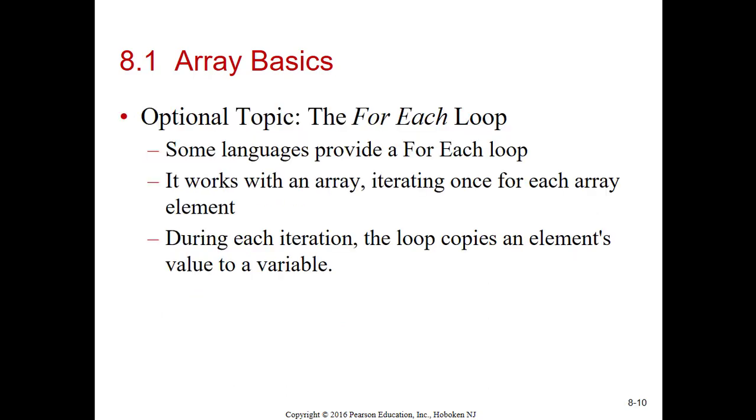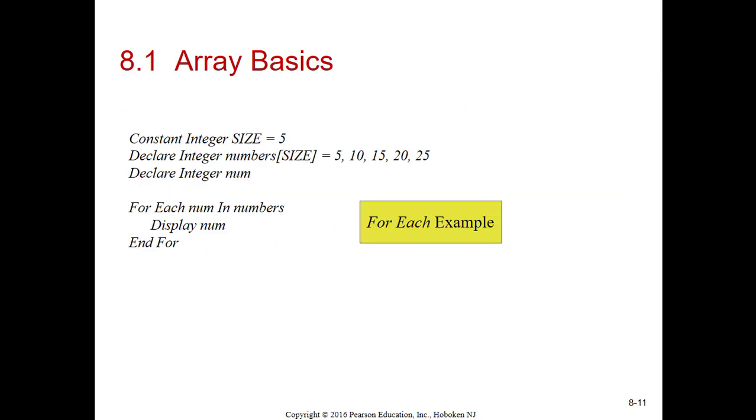You can also use a for each loop. Not all languages provide this, but most do. It works with an array, iterating once for each element. During each iteration, the loop copies an element's value to the variable. Look how much simpler this is. For each num in numbers, display num. Num is the integer that they're using to increment, and numbers is the array. So how do I know it's an array? If you have a variable with the brackets, that's telling you it's an array.